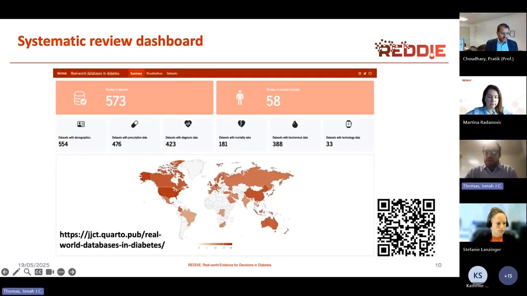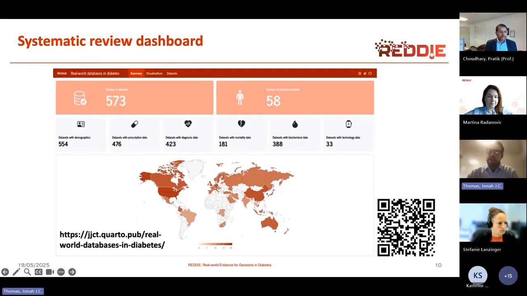So moving on to the REDDIE real-world data dashboard. This was created at the end of our review to try and showcase the results and make them available to the broader research community. If you'd like to visit this review, it is live online. You can use the link here in the bottom left-hand corner or the QR code in the bottom right. And this is the home page of our dashboard.